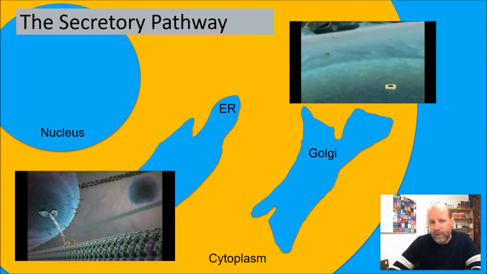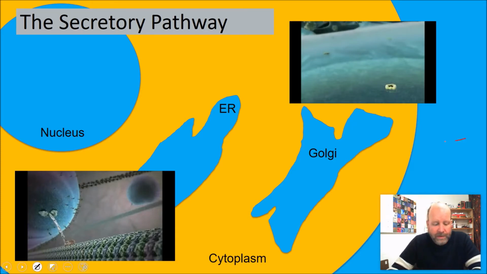But basically, the secretory pathway is the pathway we use to get proteins outside the cell or to get proteins embedded in the cell membrane, right? If we have a protein we want embedded in the cell membrane, part of it's in the cytoplasm and part of it's outside of the cell, it has to go through this secretory pathway.